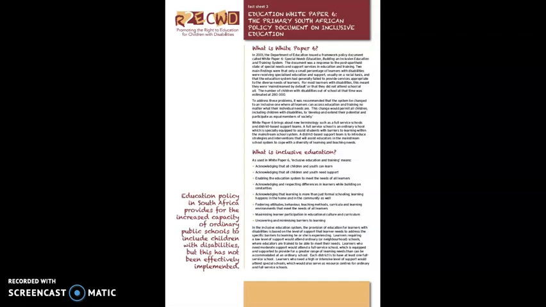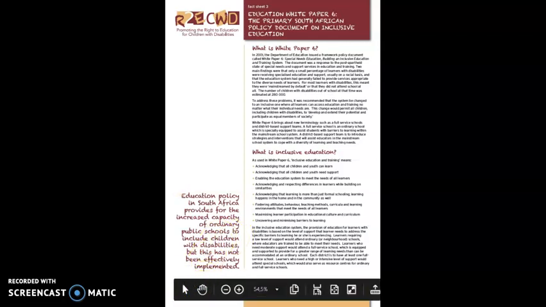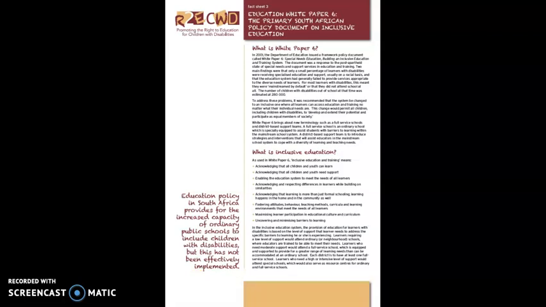And I start with a fact sheet, so it gives us a good point of departure before we look at the bigger White Paper 6 document, the actual policy document. So I'm going to read some of what you see here, but I'm going to explain it as we go through it. On the left here, you'll see the educational policy in South Africa provides for the increased capacity of ordinary public schools to include children with disabilities, but this has not been effectively implemented.